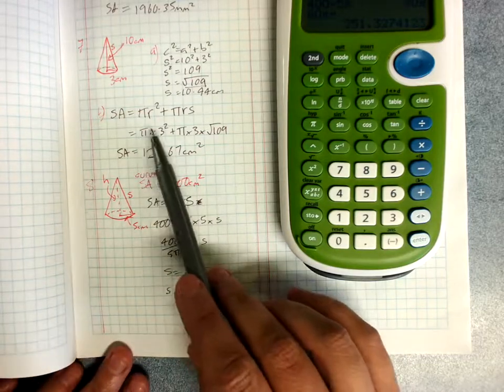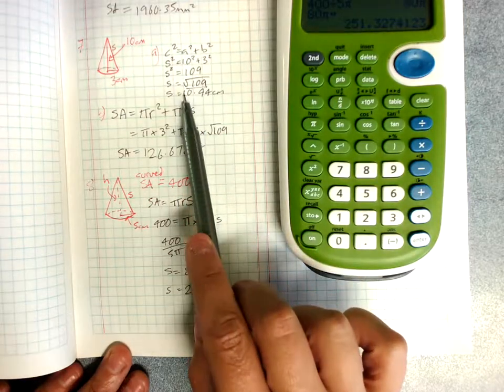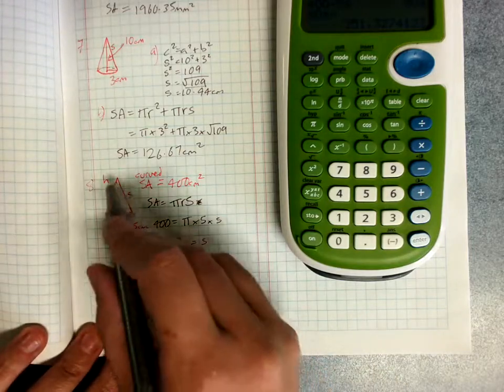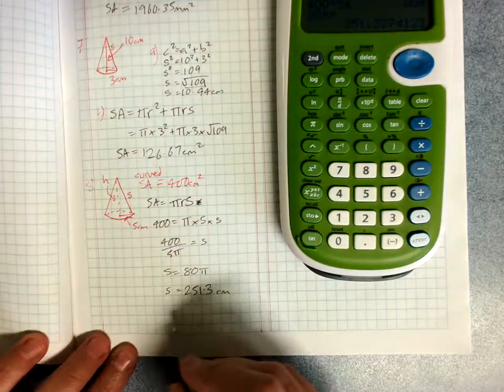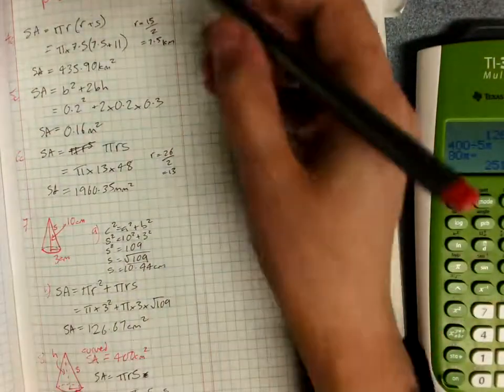Really, I shouldn't be leaving these spaces. I should be keeping my equal signs aligned, so I'm getting a bit messy here. Once you've got the slant height, of course, we can find the perpendicular height, which was question 8b.